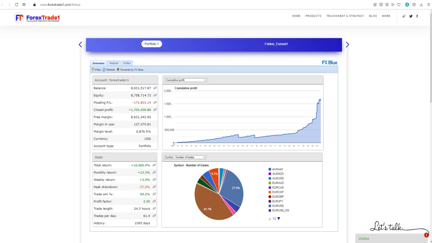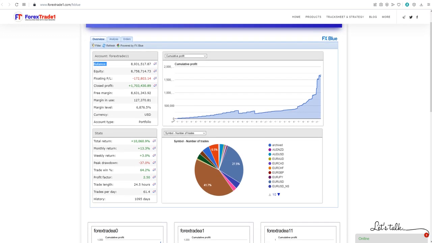It's at www.forextrade1.com. So all the details regarding the FxBlue portfolio, it can be verified. Its current balance is $8.93 million, and equity is also there, floating profit and loss, close profit margin in USD, all the details are available.